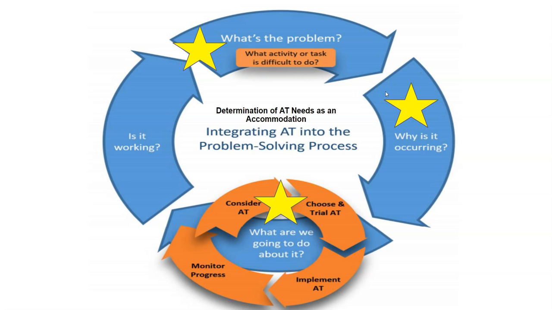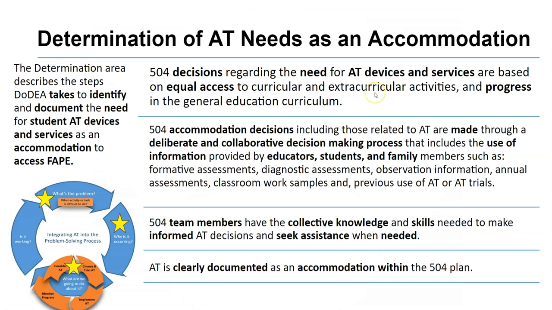At first we're going to focus on identifying the problem and the setting where it's occurring, and then what we do about it, starting to consider and choose different assistive technology options. We're looking for steps to identify and document the need for AT devices and services within the 504 plan. For a 504 plan, we're looking at equal access to the curriculum and extracurricular activities and progress in the general ed setting.